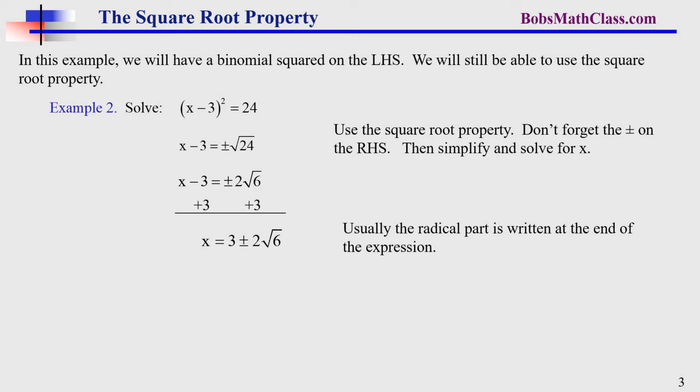We can't do anything else with that. We can't add the 3 and 2 or subtract the 3 and 2 because the 2 is attached to the square root of 6. So we'll box it. So this means there's two answers: 3 plus 2 square root 6 and 3 minus 2 square root 6.